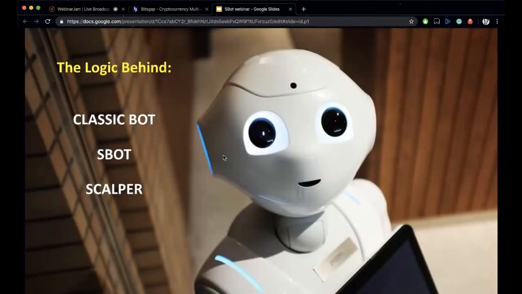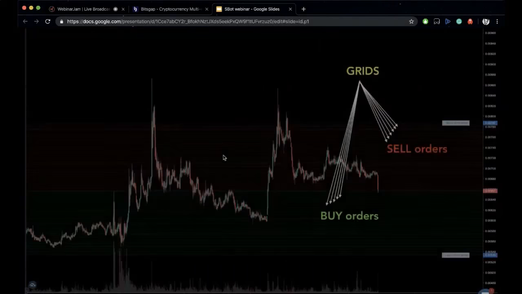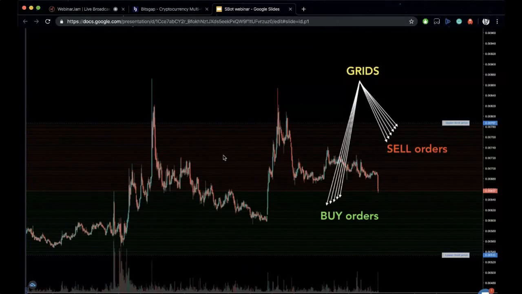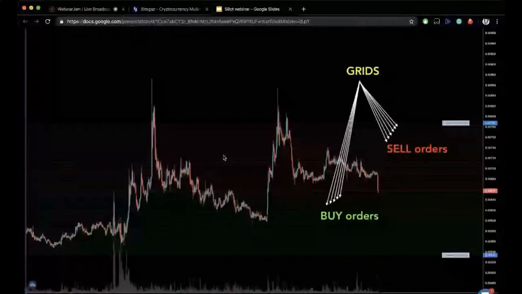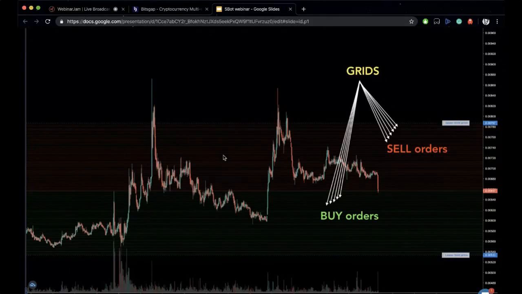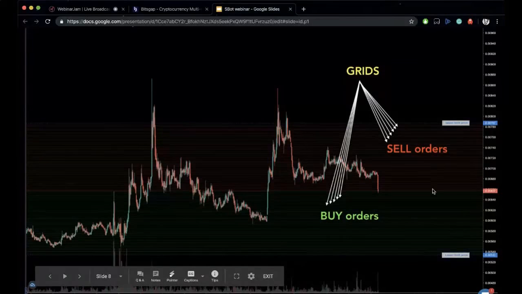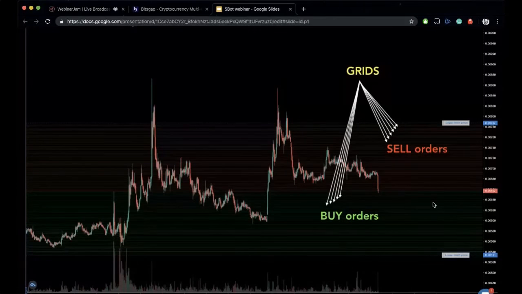Now let's move on and talk about the logic behind our bots. We have the classic bot, that's the original one. And we have the S-bot and the Scalper. What unites all of these bots is that they all have a so-called grid mechanism, which places simultaneous proportionate buy and sell orders at predefined levels. And the grid itself is nothing more than just a price gap. It's a space between the orders. So you see there is a narrow space between each order accordingly. The main aim is to seize as many market swings as possible to buy low and sell high.